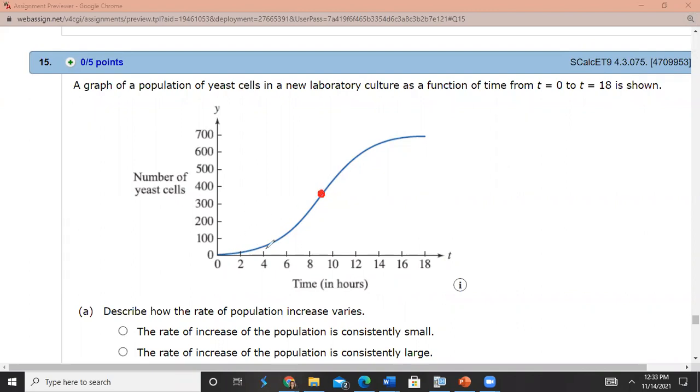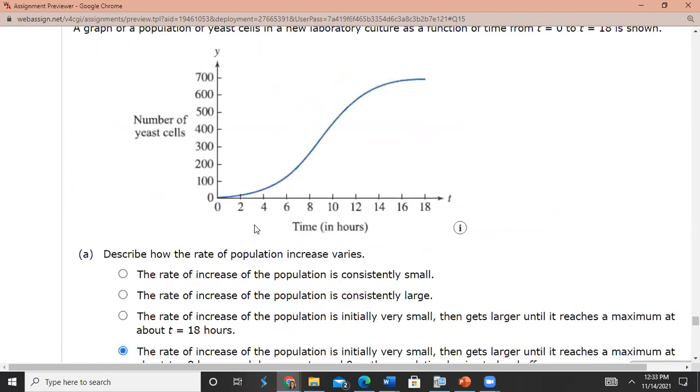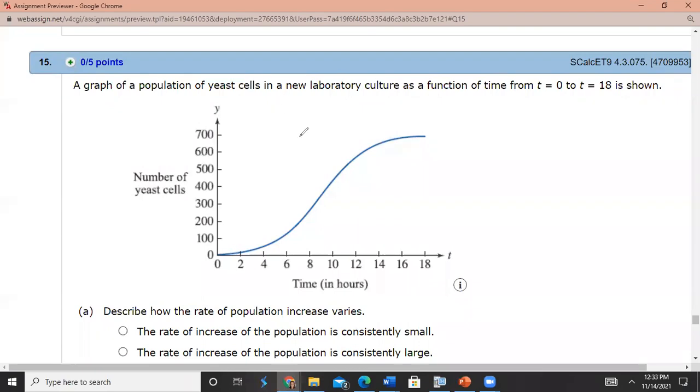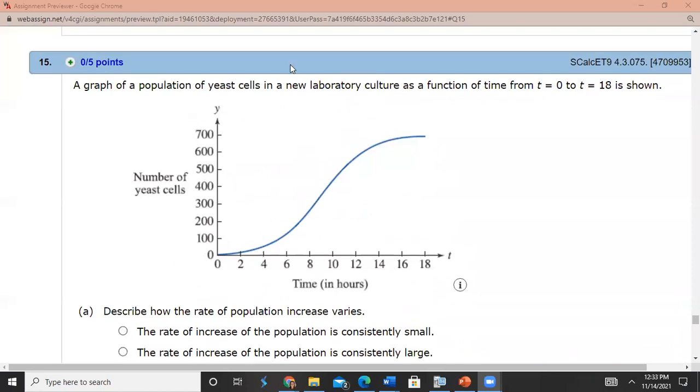Because it's increasing, getting steeper and steeper, but then it starts changing and starts kind of flattening out if we were to think about those tangent lines. And in the word problem, it says that it increases until at about t equals 8 hours. I think a lot of people would be tempted to say 8, but I think they're actually looking for the point in between there, and that's not really at a whole number. I'd say maybe 8.5.